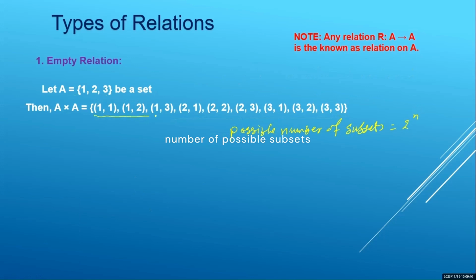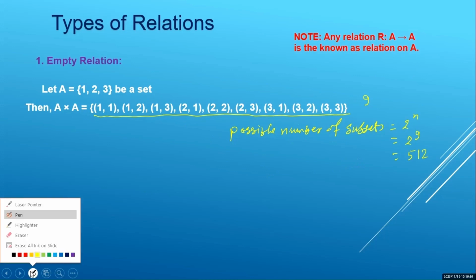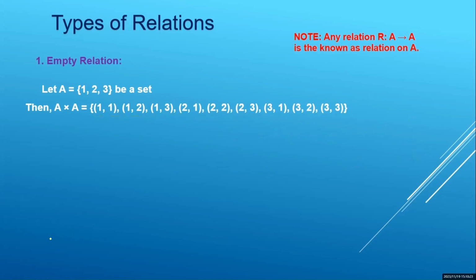How many elements are here? How many ordered pairs are here? Here are 9 ordered pairs. So it will be 2 to the power 9, and 2 to the power 9 equals 512. We'll get 512 subsets from this Cartesian product, and all those subsets are relations. You already know that a relation is a subset of the Cartesian product. So here we'll get 512 different relations, but those relations are categorized into different types. One of them is empty relation.